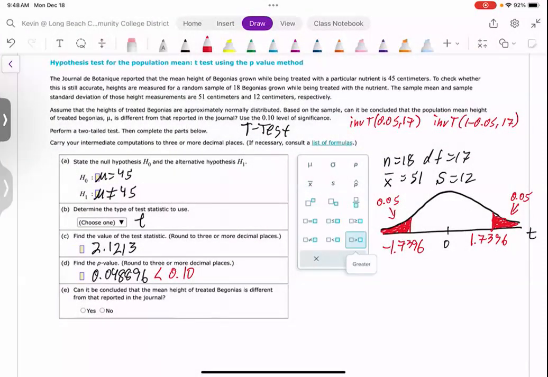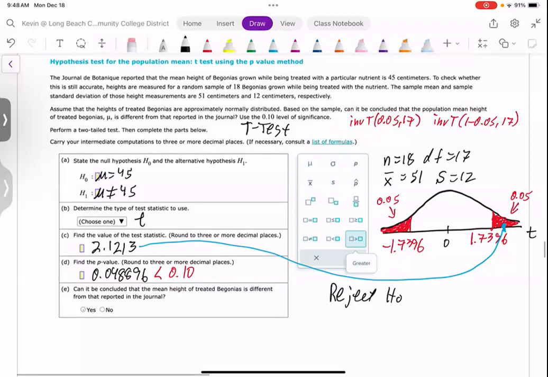And we can clearly see that this test statistic is definitely in the rejection region. So in this case, we are going to reject the null hypothesis. So can it be concluded that the mean height of treated begonias is different from that? Yes, we can. That is what we can conclude from that.